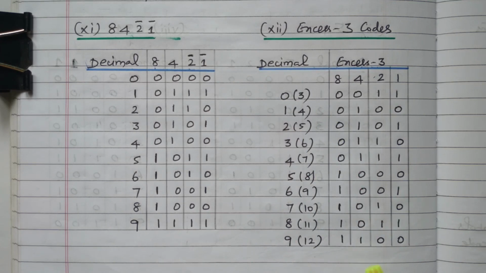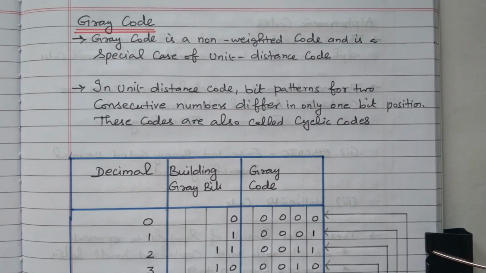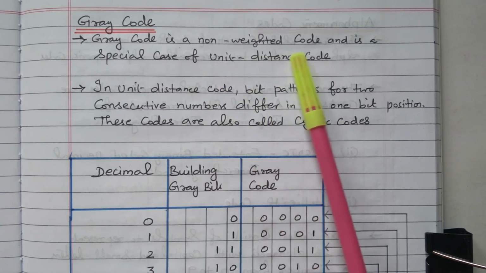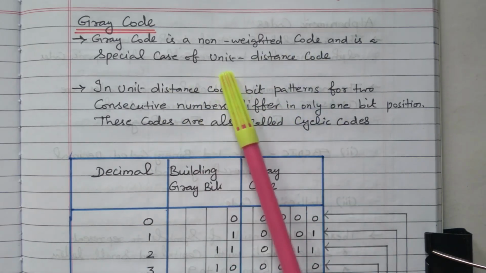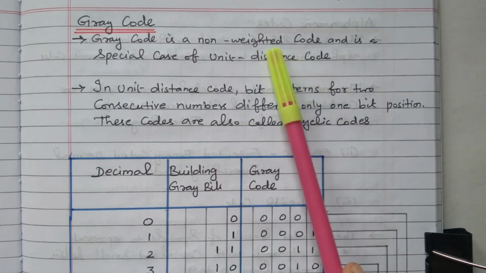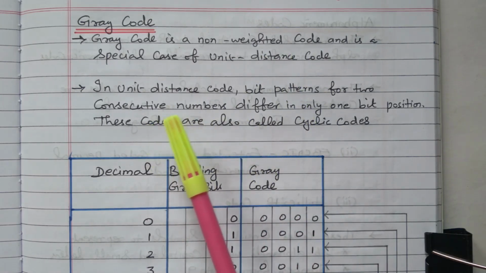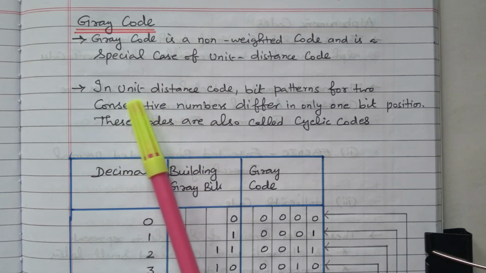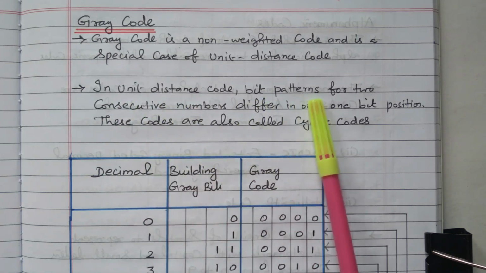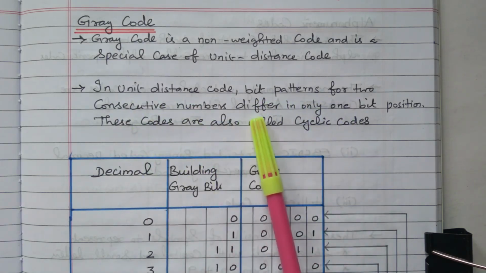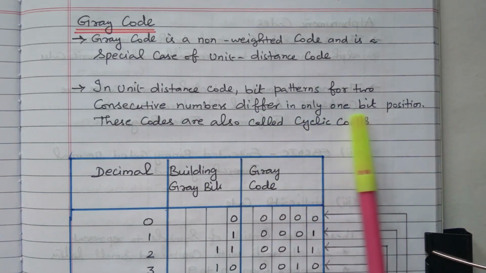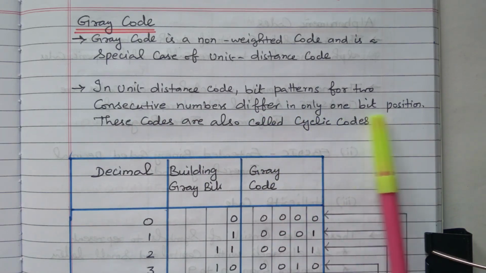Now we'll go to the second type, gray code. Gray code also comes under non-weighted binary code. Now we'll see the details of gray code. Gray code is a non-weighted code and it is a special case of unit distance code. What is the important thing in the gray code? In unit distance code, the bit patterns for two consecutive numbers differ in only one bit. Only one bit position will differ.